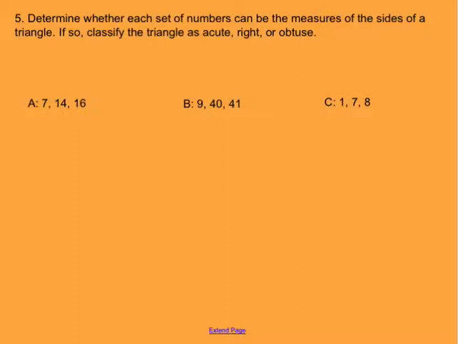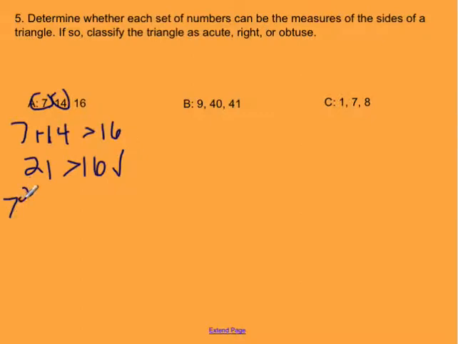To figure out if it's a triangle, we're going to take the two smaller sides, so 7 plus 14, and make sure that their sum is larger than the third side. Well, 7 plus 14 is going to give me 21, and 21 is indeed bigger than 16. So I have a triangle. Now I need to figure out what kind of triangle. I'm going to take my two smaller sides and square them, so 7 squared plus 14 squared, and see if that's larger than that hypotenuse squared.